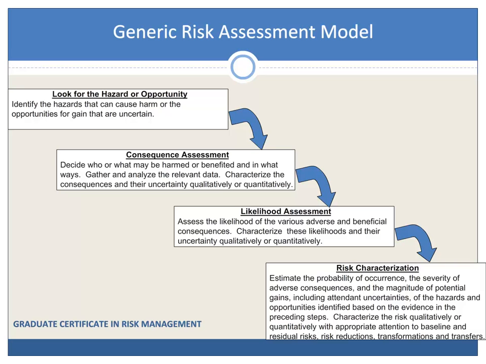Here you would identify the hazards that can cause harm, or you identify the opportunities for gain that are uncertain. This is followed by a consequence assessment. Here you decide who or what may be harmed or benefited, and in what ways. You gather and analyze the relevant data, and then characterize the consequences and their uncertainty, doing this either qualitatively or quantitatively.